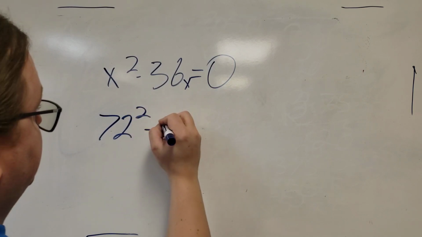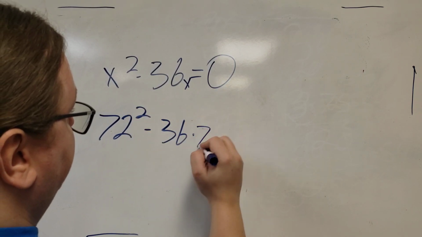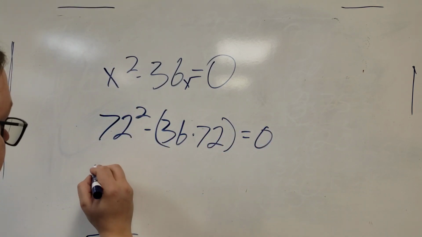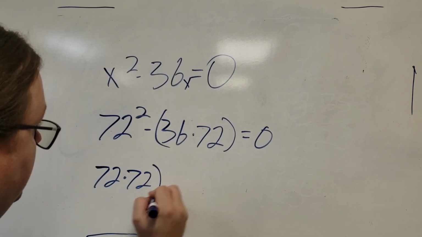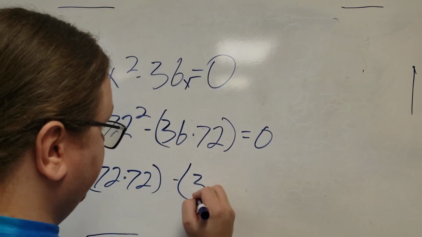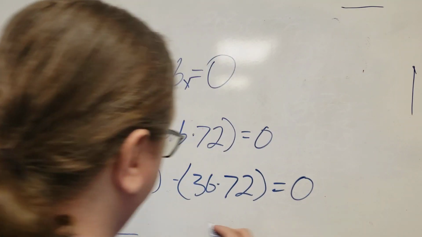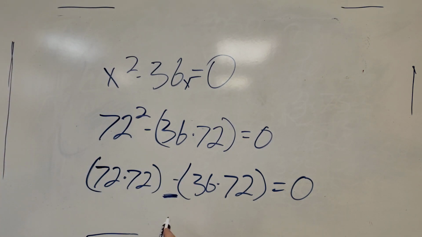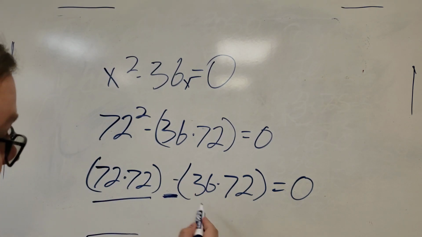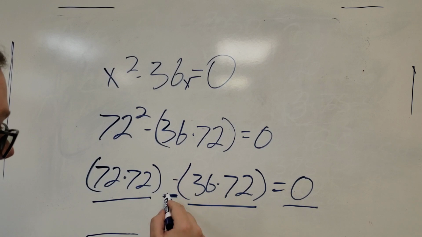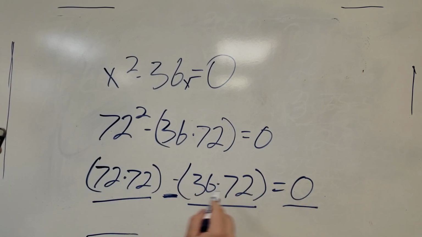72 squared minus 36 times 72 equals 0. Now, if I do this out, that's going to be 72 times 72 minus 36 times 72 equals 0. Right, so because of this minus, what I can presume is that this number has to equal this number to get to 0, right? Like 1 minus 1 is 0. 100 minus 100 is 0. So these two numbers have to be equal. 72 times 72 and 36 times 72 are not going to be equal.